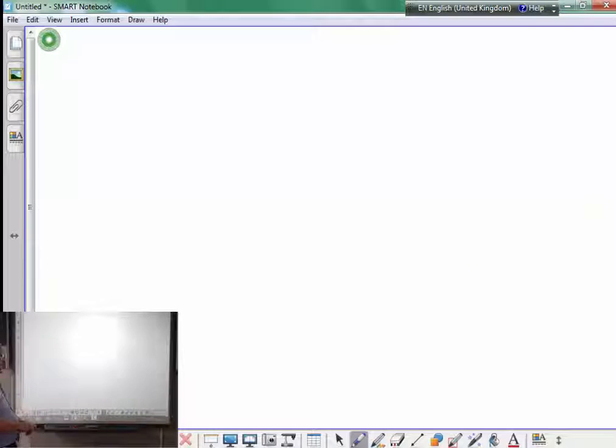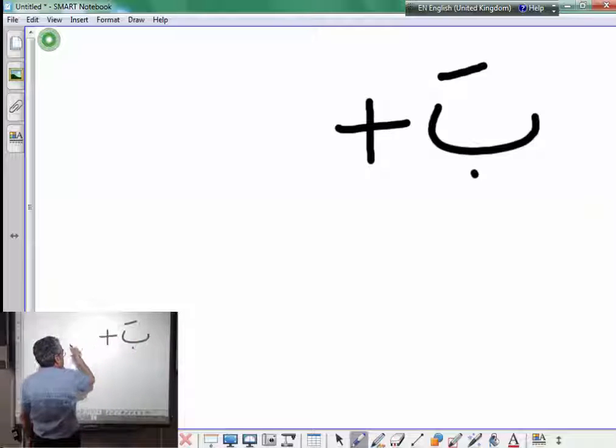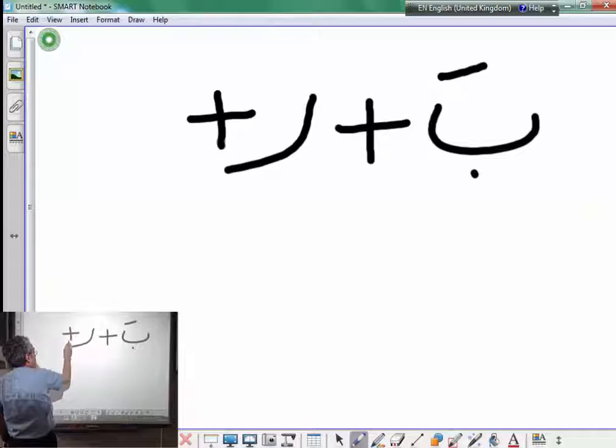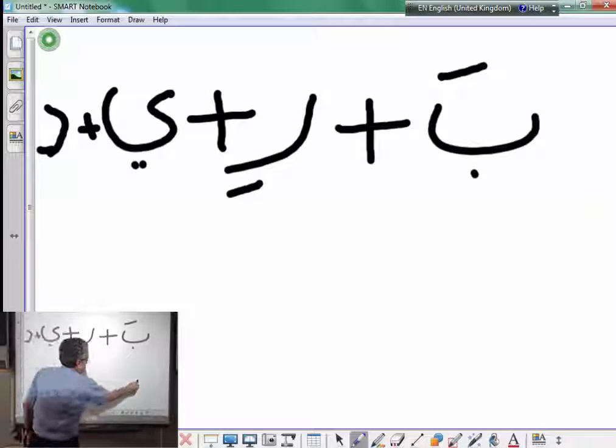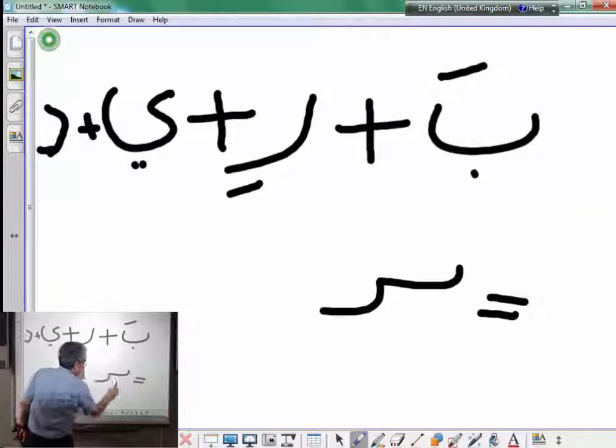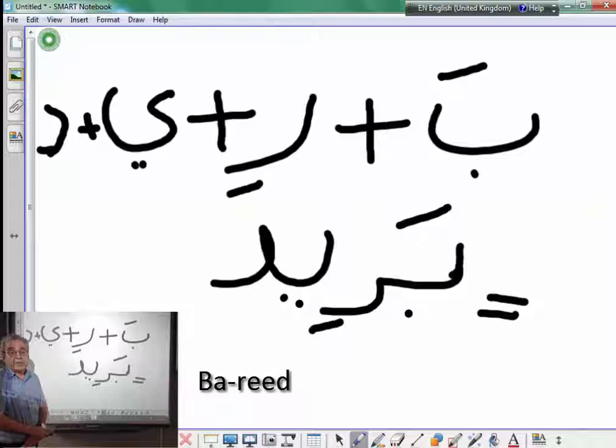Maybe we can take some more examples. You can help me to read. If I take that one, I write it like so. How do I read this word? Barid. Barid.